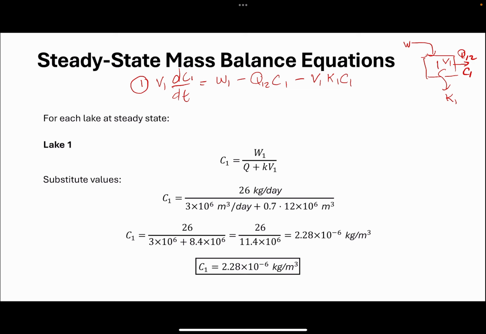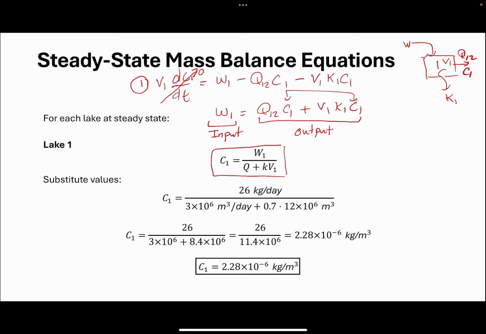So we're assuming that these lakes are staying for thousands of years, so dC over dt is equal to 0. Which means if you rearrange the equation, loading 1 is equal to Q12 C1 plus V1 K1 C1. This is the input, and all of this is the output. So if you want to find C1, just take C1 as a common factor, and it will give you this equation. C1 is equal to load 1 over Q plus K V1.